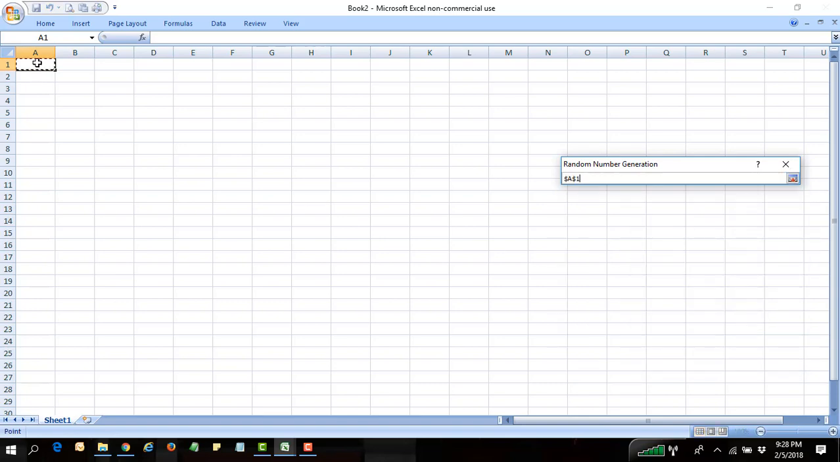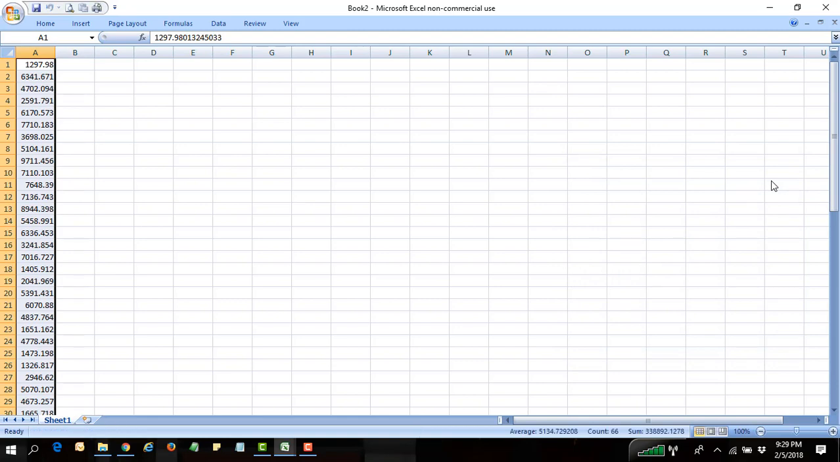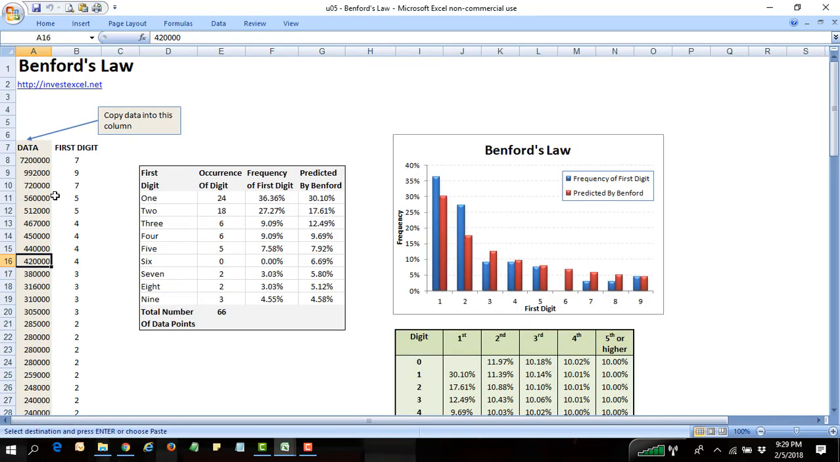So I'm going to put the data right here in the first cell. I'm going to run that. Okay, so I've generated 66 random data points, and I'm going to bring that now over to the other data set, and I'm going to paste it into the model. So this original set that came with the spreadsheet was a reasonable fit. The blue data shows it's not perfect, but it does in fact tend to obey Benford's law.